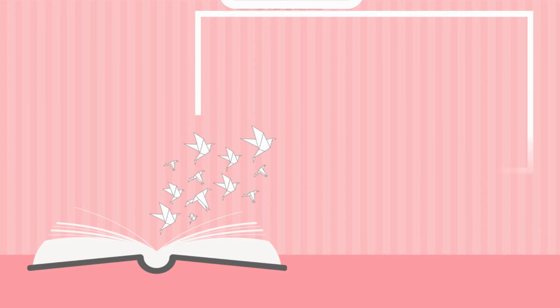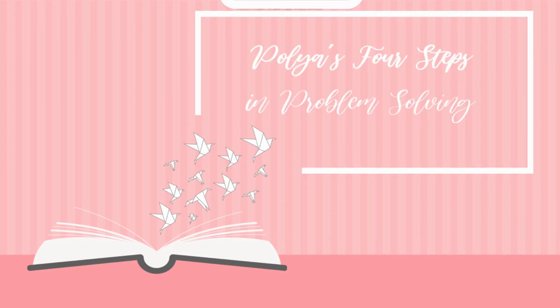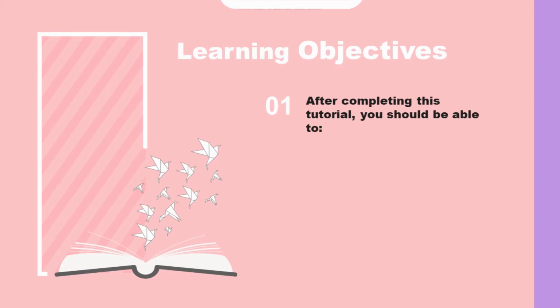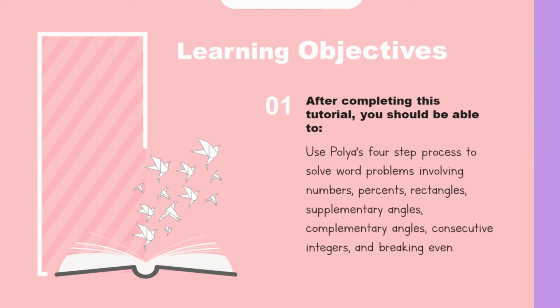I'm here today to talk about Polya's 4 steps in problem solving. Our learning objectives for today: after completing this tutorial, you should be able to use Polya's 4-step process to solve word problems involving numbers, percents, rectangles, supplementary angles, complementary angles, consecutive integers, and breaking even.